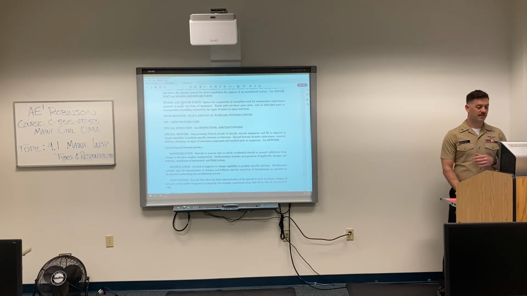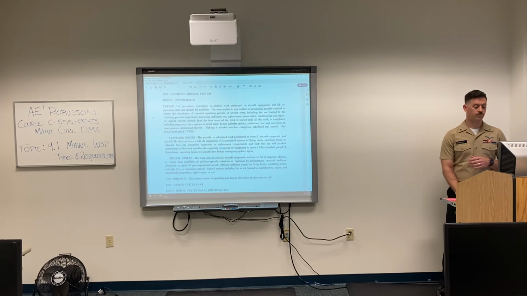Back in Appendix A, PDF, page 102. Our first category of upkeep is going to be standard upkeep. This is periodic or scheduled work performed on the aircraft, and this can be scheduled by flight hours or number of operating hours, or by the number of calendar days since the last inspection.